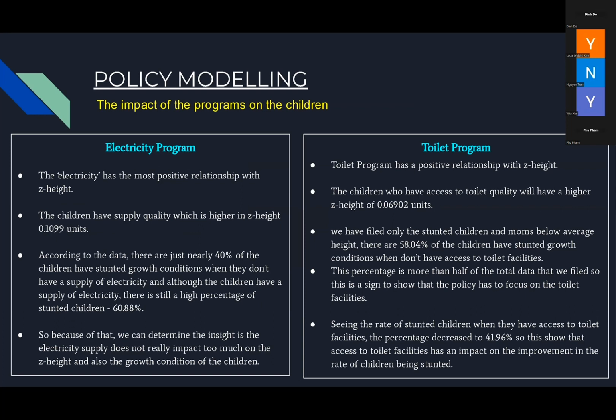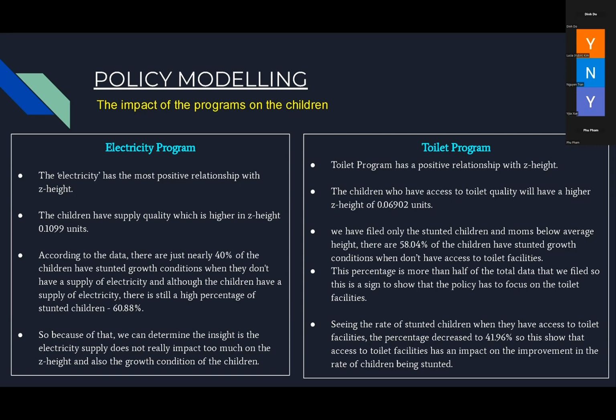Firstly, the policy modeling of the electricity program. Electricity has the most positive relationship with Z height. Children who have electricity supply are higher in Z height by 0.1099 units. However, based on the real data, nearly 40% of the children have stunted growth and don't have a supply of electricity. However, even with the supply of electricity, there is still a high percentage of stunted children, 60.88%.